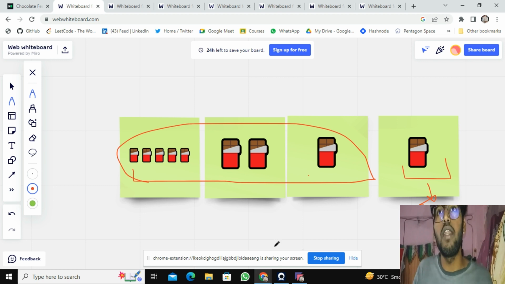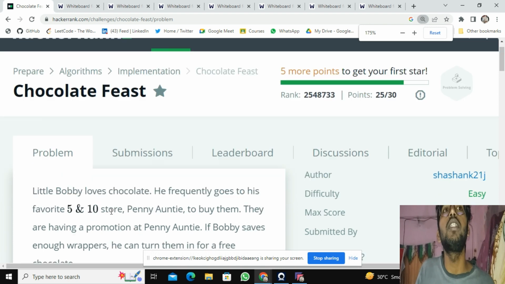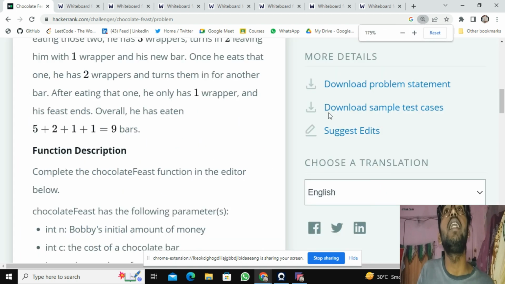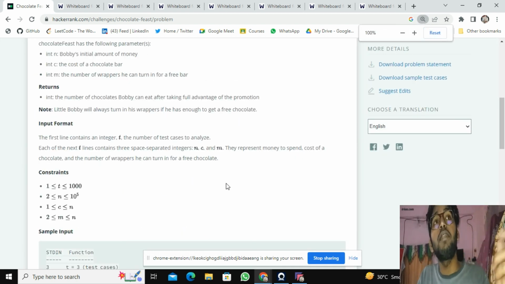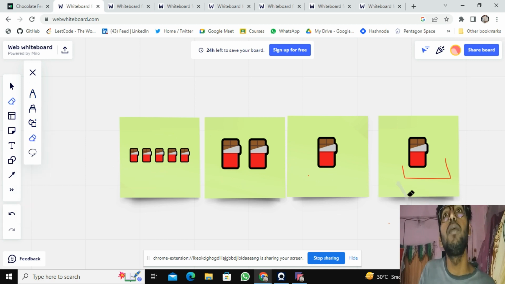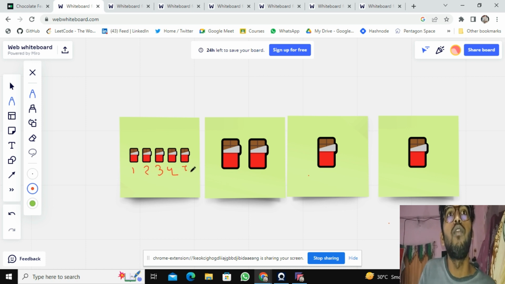I can't get any chocolate from this single wrapper because of the condition here. See this condition, m equals 2: at least two wrappers have to be there to get back one chocolate from Penny Auntie. That's why I can't get that chocolate again. So I have only one chocolate left. In total, how many chocolates do I get from that 15 rupees? As you can see, one, two, three, four, five, six, seven, eight and nine chocolates.